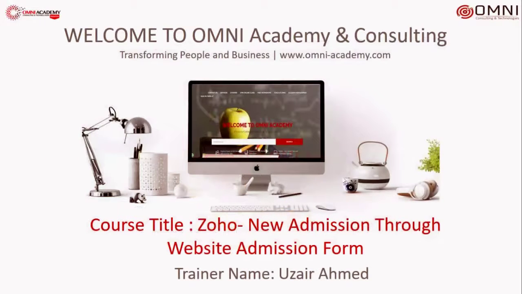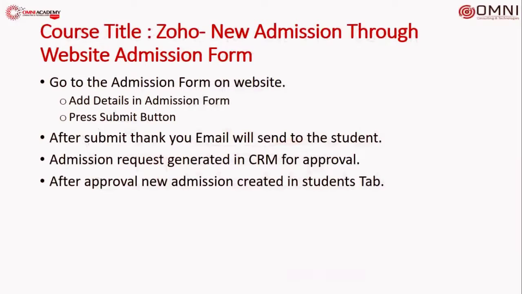I am Uzair Ahmad and today my topic is how to create a new admission through website admission form. So these are the key steps. First, you go to the admission form on website, add details in admission form and press submit button. After submit, thank you email will be sent to the student and then admission request generated in the CRM for approval. After approval, new admission created in the student tab.